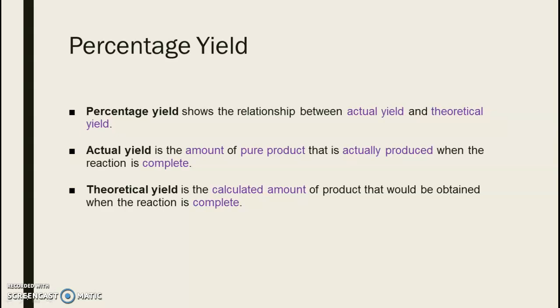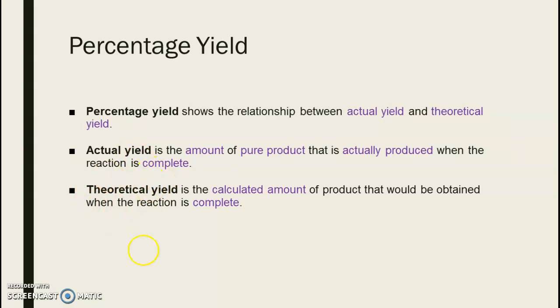Okay, so you might be wondering what exactly is the actual yield. Actual yield is the amount of pure product that is actually produced when the reaction is complete. This means that in the actual yield, I'm actually measuring the amount of substance that is being formed. After you perform an experiment, of course you need to measure the amount of products, which could be in volume or in terms of mass.